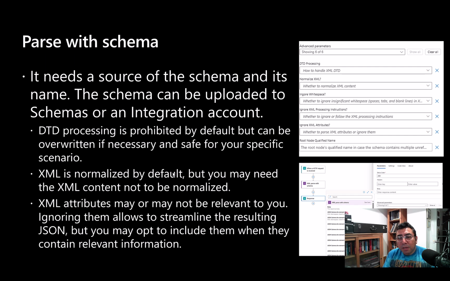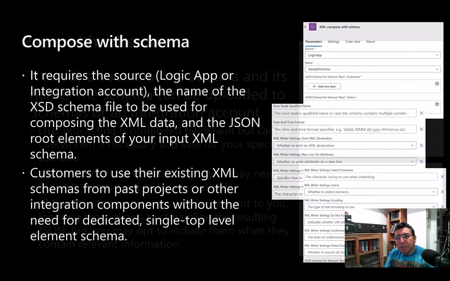XML attributes may or may not be relevant to you. Ignoring them allows you to streamline the result in JSON, but you may opt to include them when they contain some relevant information, right? And there are a few more properties that I invite you to explore for the Parse with schema. And the same for the Compose with schema.